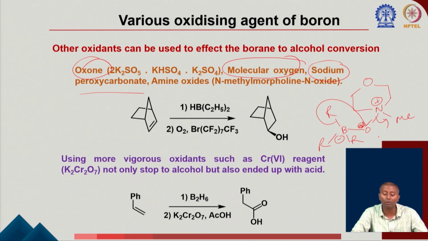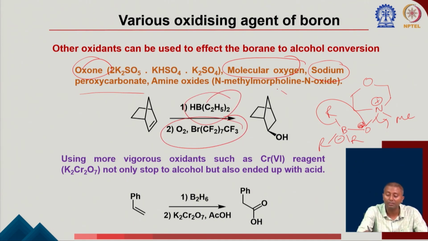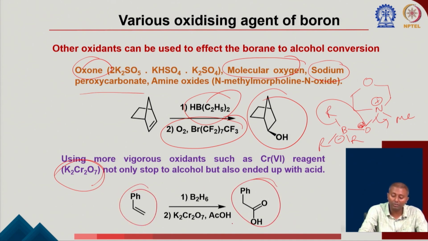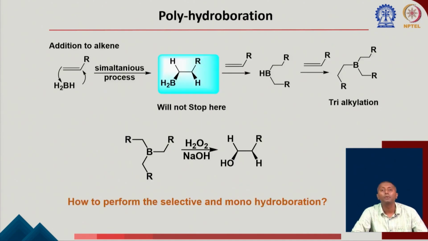So here is an example. Oxygen can also be utilized for this type of thing, first hydroboration and then oxidation to the corresponding alcohol. Now the chromium reagent can be used for this, but if you use the chromium reagent as an oxidizing agent, it is not going to stop at the alcohol, it is going to oxidize all the way to the corresponding acid. So if you start with this and then use K2Cr2O7, after the hydroboration it will take you all the way to the acid.